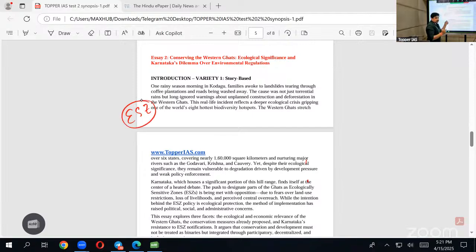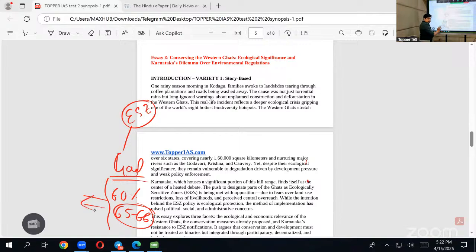This eco-sensitive zone concept came after the Gadgil committee. Gadgil is the person who insisted that more than 60%, to be precise around 65 to 66%, of the Western Ghats should be conserved and protected. And he did not say to protect it blindly. He said this has to be protected in 3 zones, 3 levels.